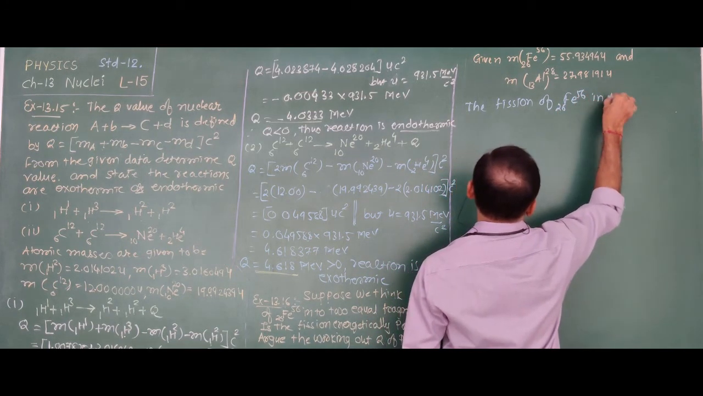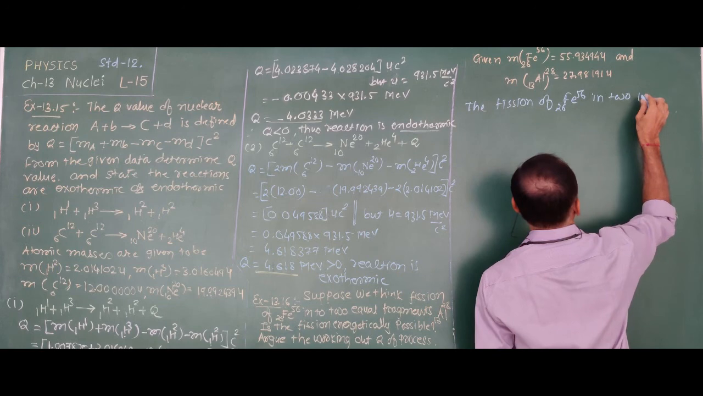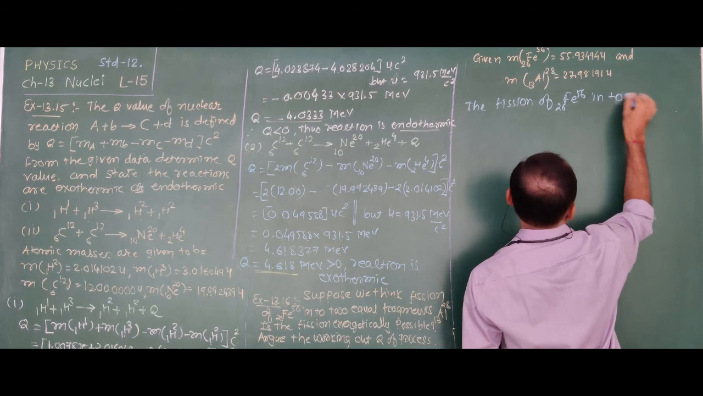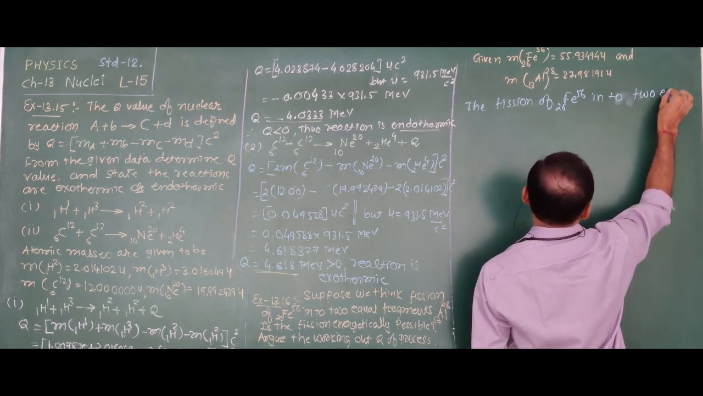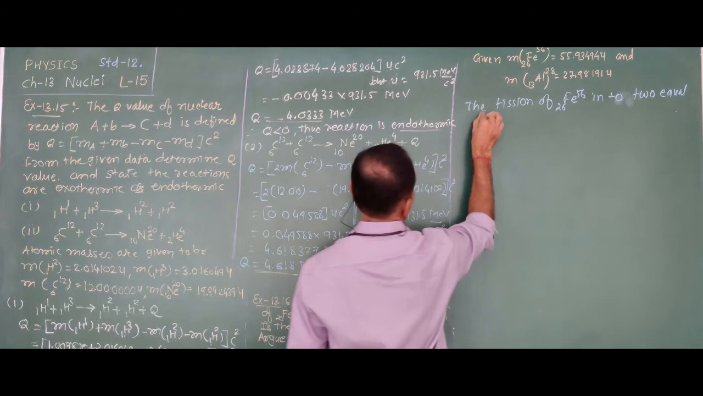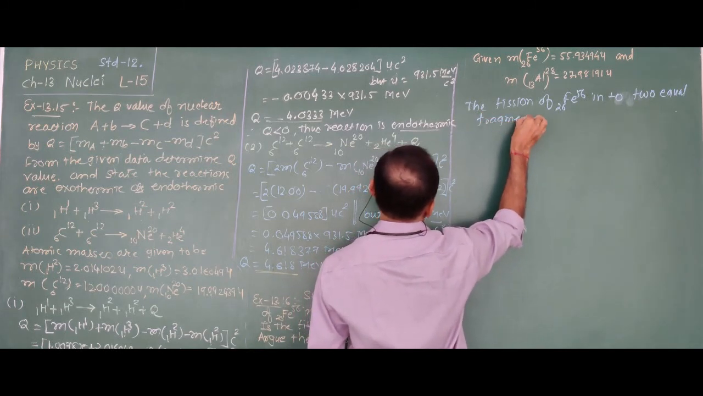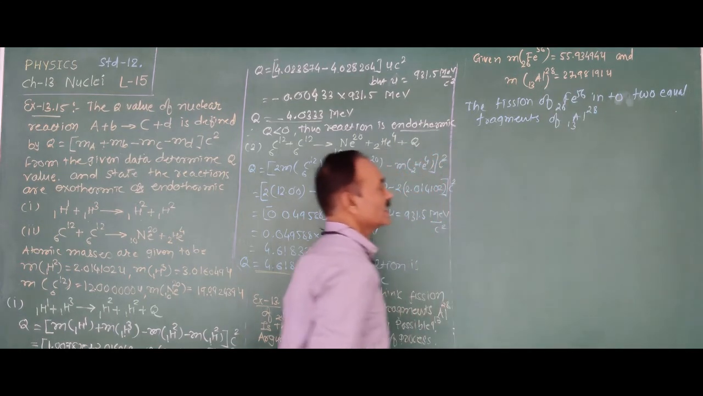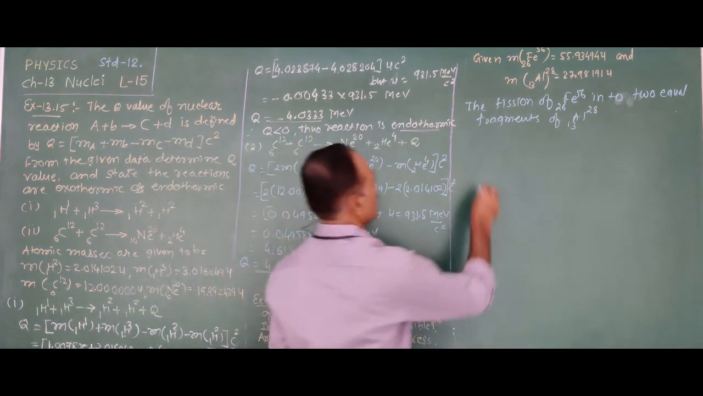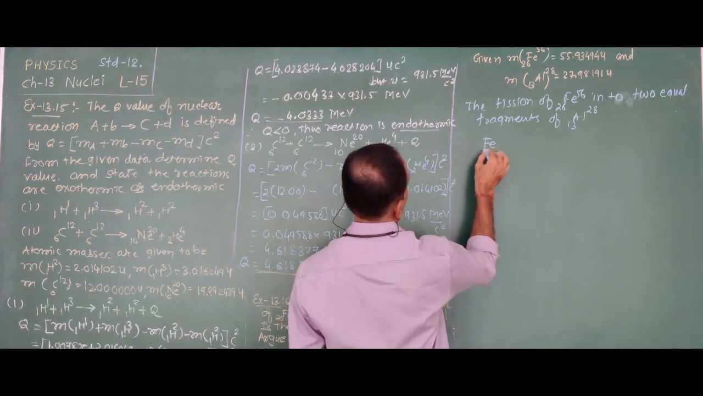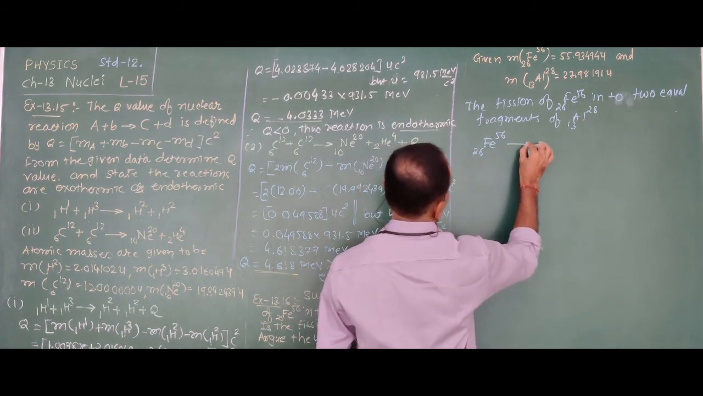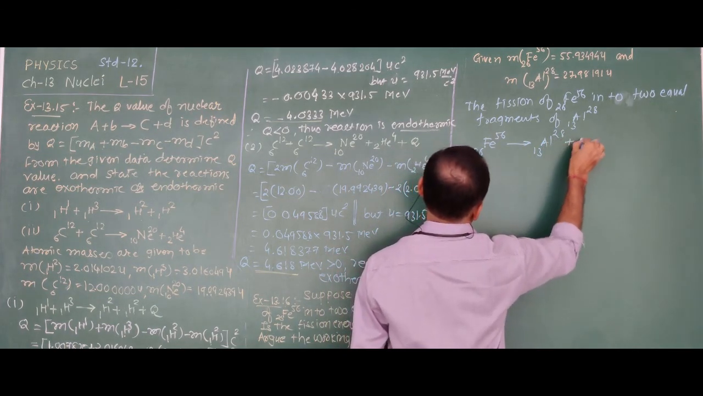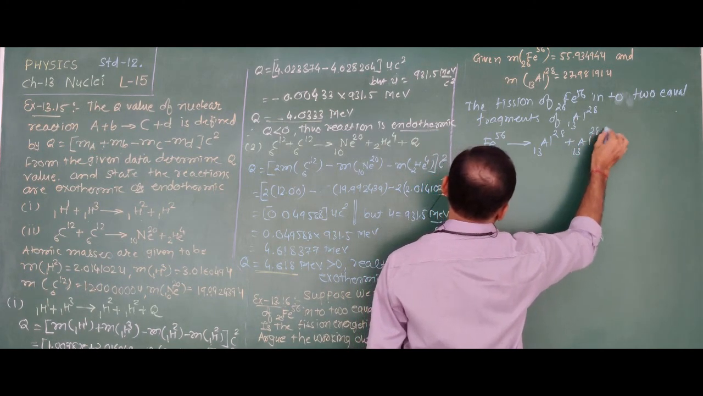Now first the fission of Fe 26 56 into two equal fragments of aluminum 13 28. So the reaction is Fe 26 56 convert into aluminum 13 28 plus aluminum 13 28 plus Q value.